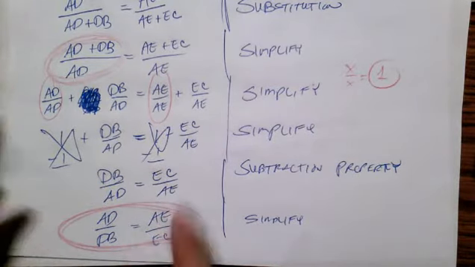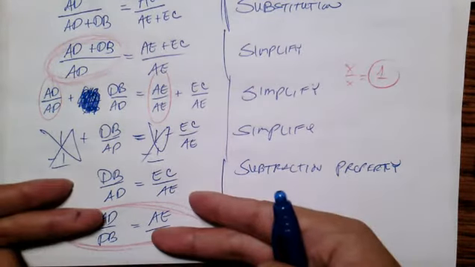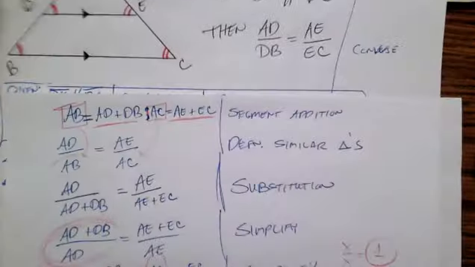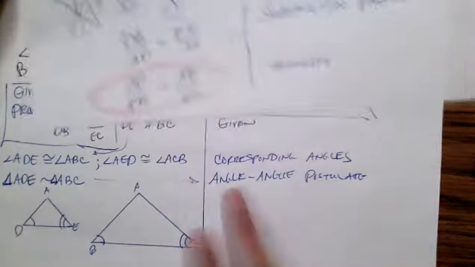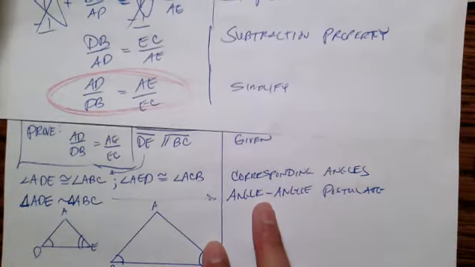Now I flipped those. I took those fractions right here, simplified again, and that actually matches up with what our goal was: AD over DB and EC. That's what I expect from you guys, okay?